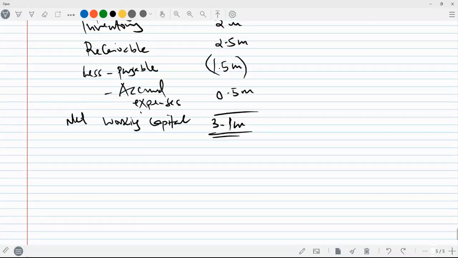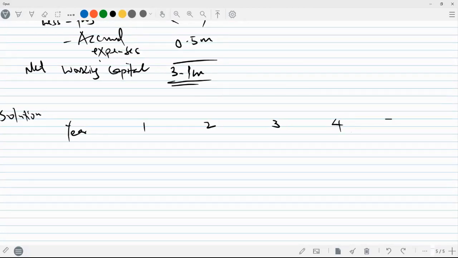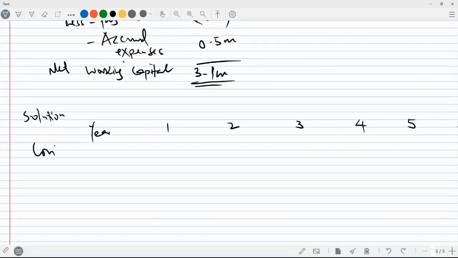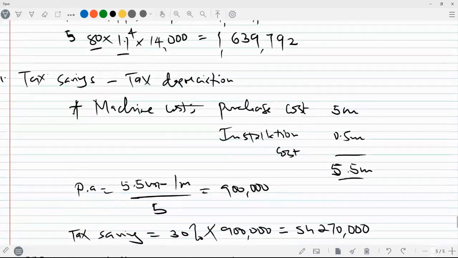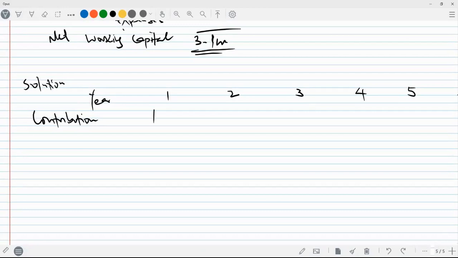Now here are the workings, so we can present our final NPV analysis. Call this year 1, year 2, year 3, year 4. When do you pay tax? One year in arrears. Therefore, we also need to add year 6 for the sake of the tax. So year 1, we have contribution, which I've already done the working for: 1.6, so have them in thousands.